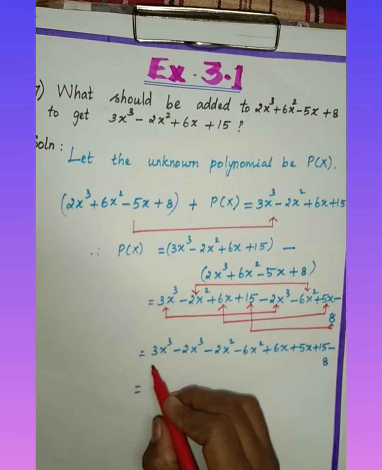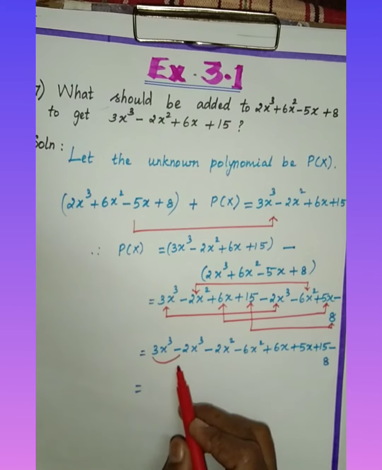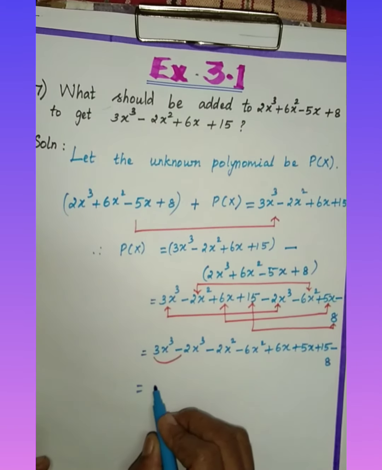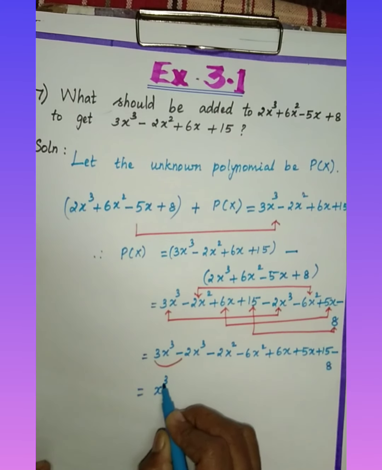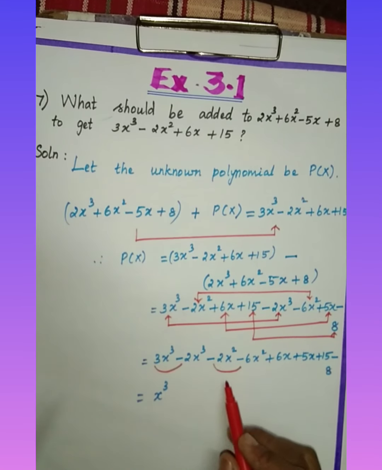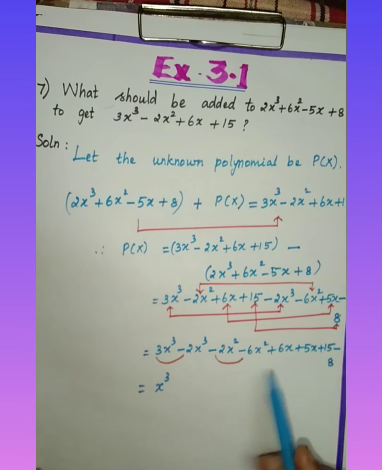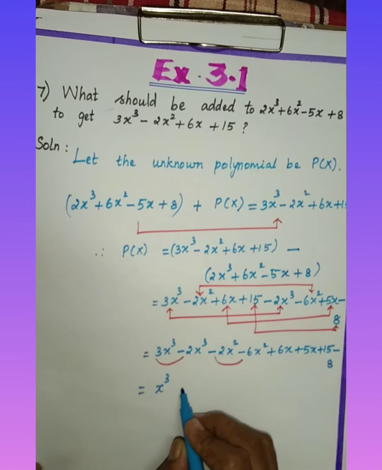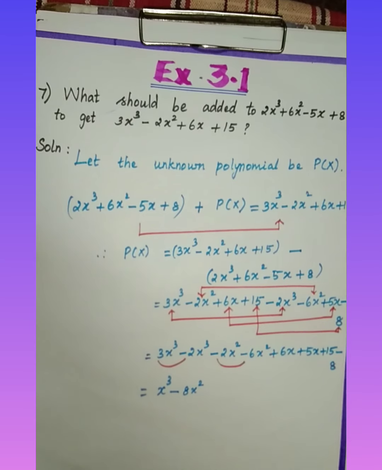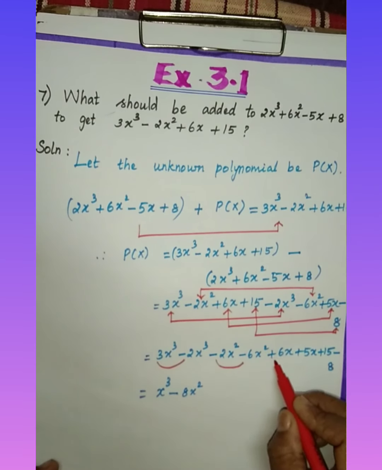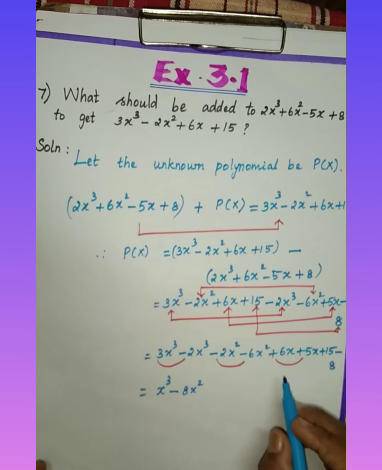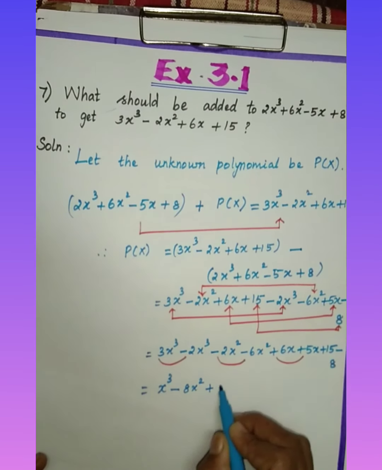Now 3 minus 2, this is different sign, so we have to subtract and write the greater sign. 3 minus 2 is 1, that is x power 3. Minus 2x square and minus 6x square, these two are same sign, so add and write the same sign. 2 plus 6 is 8x square, the common sign is minus. Then plus 6x and plus 5x, these two are same sign, so we can add and write the same sign. 6x plus 5x is plus 11x.